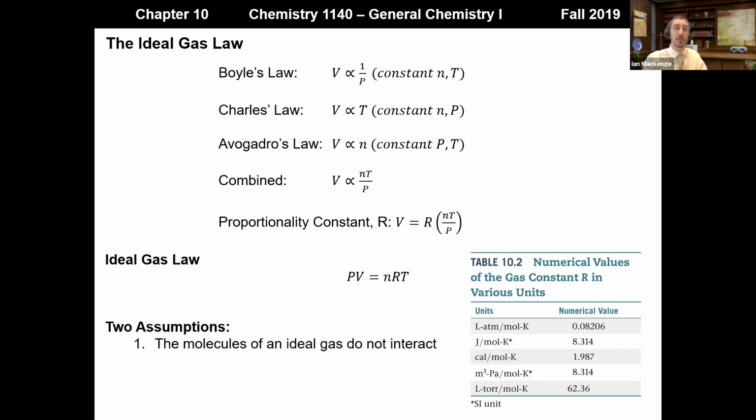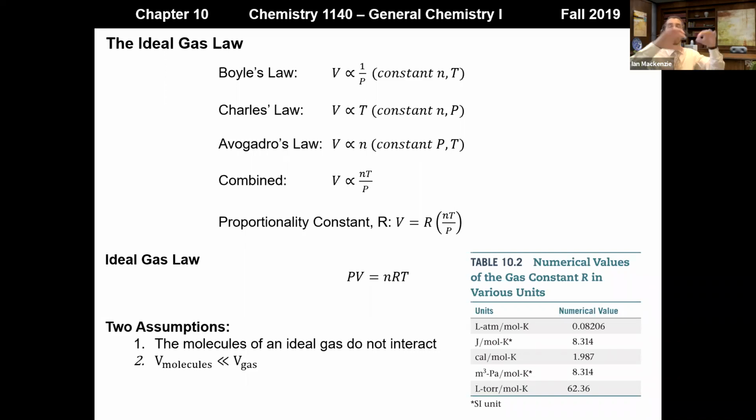And those two assumptions are, first, that the molecules of an ideal gas do not interact. They behave entirely isolated from each other. They don't feel the presence of any other gas molecules. And that's very important for a gas following the ideal gas law. We'll see later on that this is not always the case, and we'll have to amend our law to account for that.